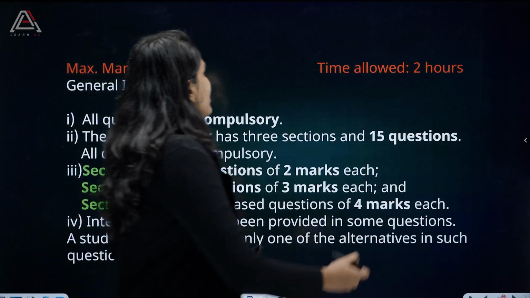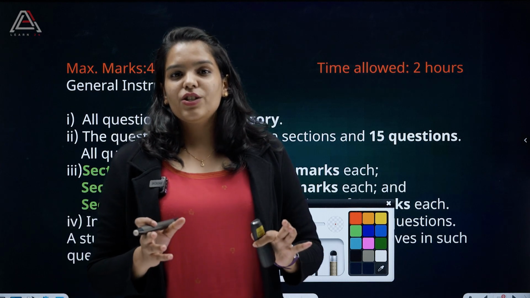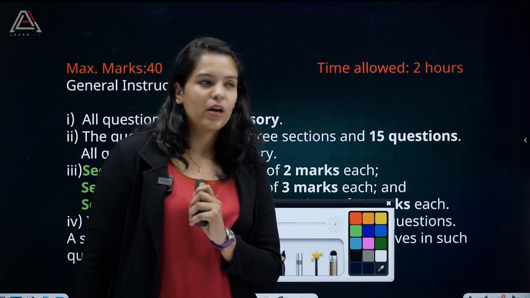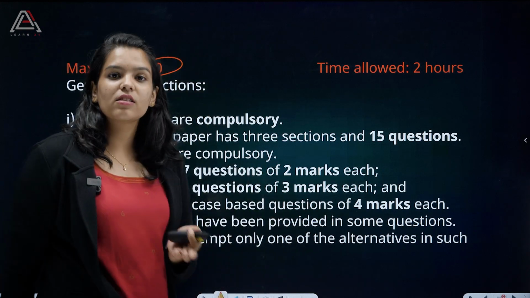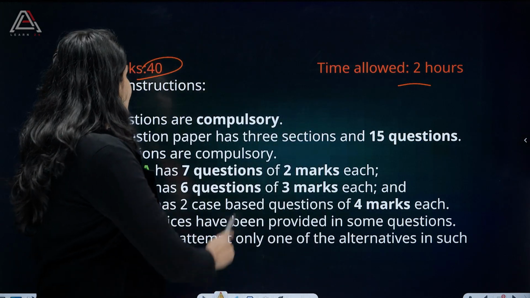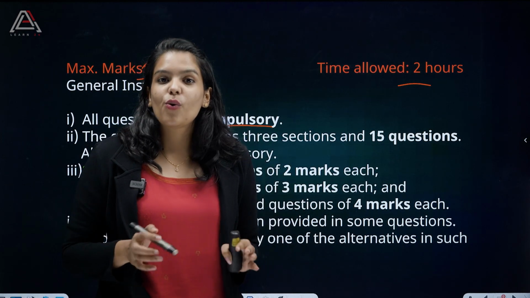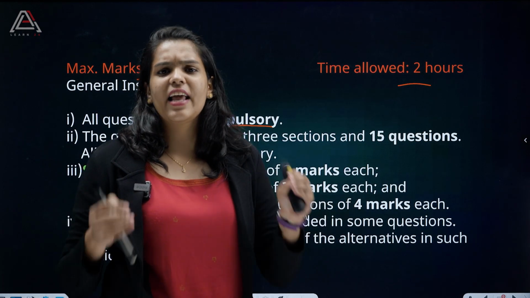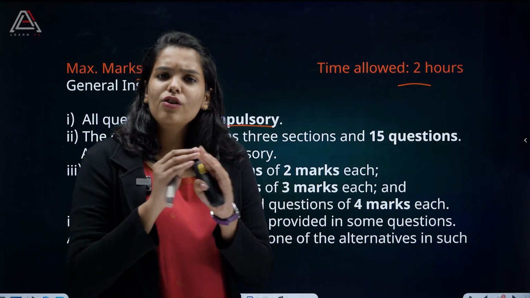Okay, so let's go through the general instructions one by one and try to understand what sort of questions, how many questions, and how much time you will be provided to complete this entire paper. This paper comprises 40 marks, and you will be provided 2 hours to complete it. All the questions are compulsory. Even if you don't know the answer, try to provide any information related to that particular question. Any information that you remember, try to put that on your answer sheet. Do not leave it blank, guys.